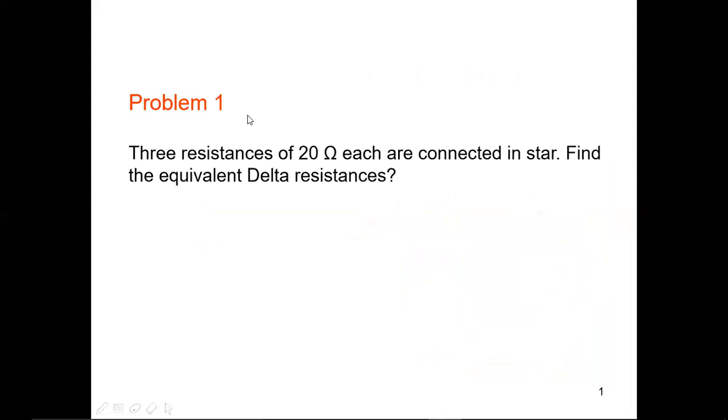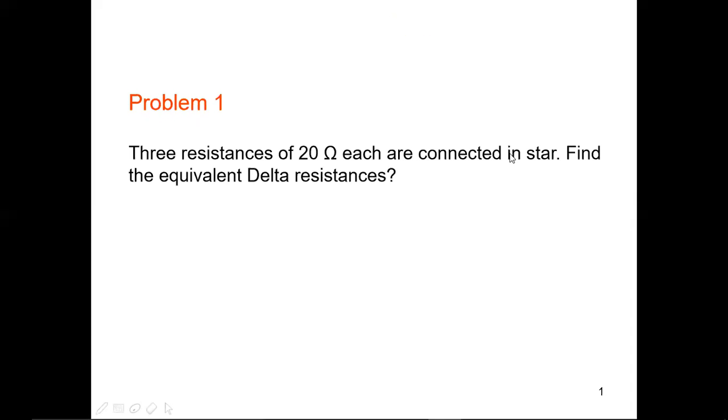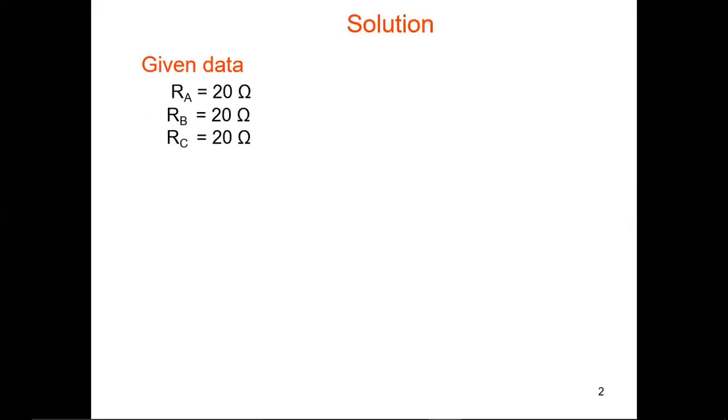Three resistances of 20 ohms each are connected in star. Find the equivalent delta value of resistance. Same thing here, simple. Star to delta, right? Draw RA, RB. These are the steps to follow from an examination point of view.